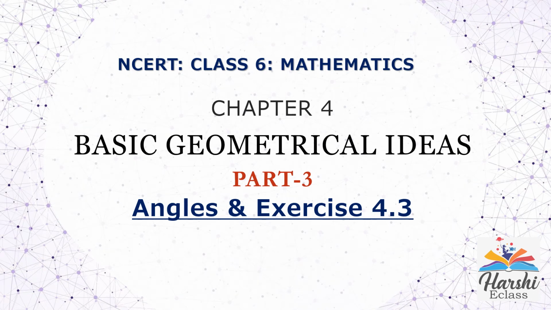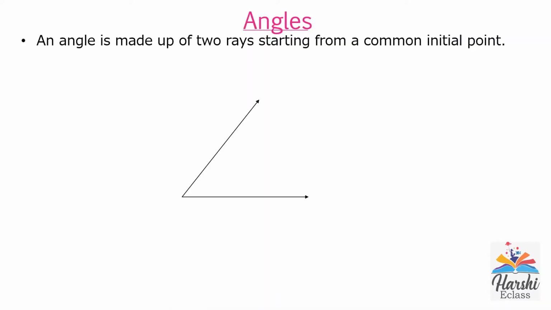I am Rani. Today I will explain to you about angles and exercise 4.3, which is given in class 6 mathematics, chapter 4, basic geometrical ideas. Angles. An angle is made up of two rays starting from a common initial point. A ray starts at one point and extends endlessly in one direction. It has only one end point.